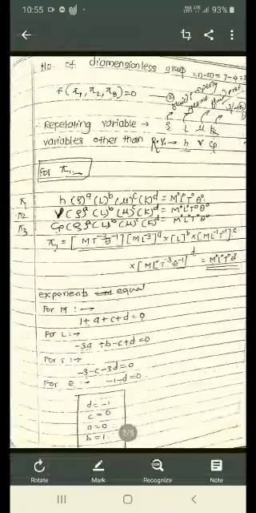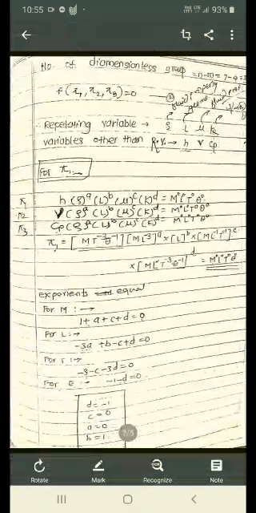In these total variables, the repeating variables are rho, L, mu and K, and the variables other than the repeating variables are h, V and Cp. For calculation of pi 1, let us express the variable h in terms of rho, L, mu and K.